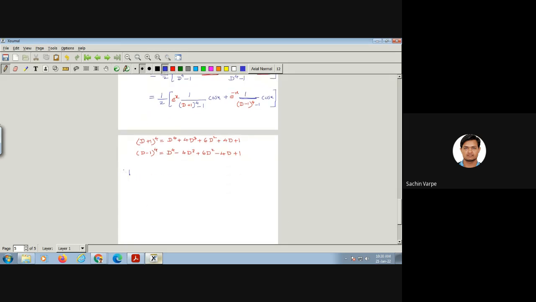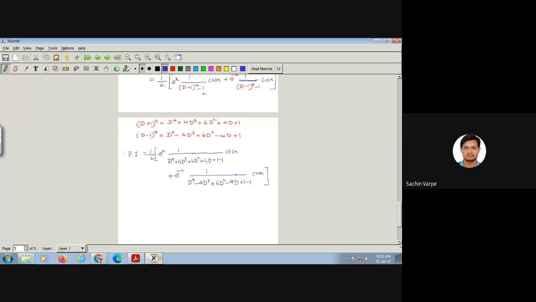So what do we get then? Therefore, P.I. equals half e raised to x into 1 upon D raised to 4 plus 4D cube plus 6D square plus 4D plus 1 minus 1, this last minus 1, cos x, plus e raised to minus x times D raised to 4 minus 4D cube plus 6D square minus 4D plus 1 and this last minus 1, cos x.